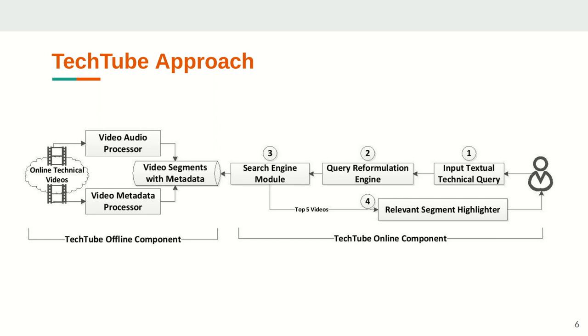And the last executive part of TechTube is the relevant segment highlighter, which uses the longest common subsequence method to identify the most relevant fragment of the video. TechTube calculates the similarity of the segments compared with the search query and considers all the segments with half of the highest similarity as the target segments.